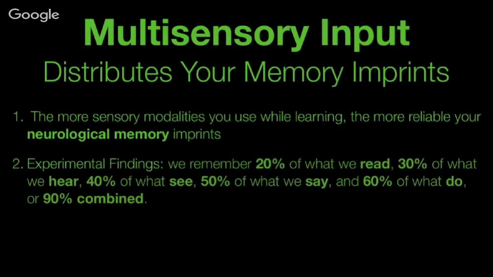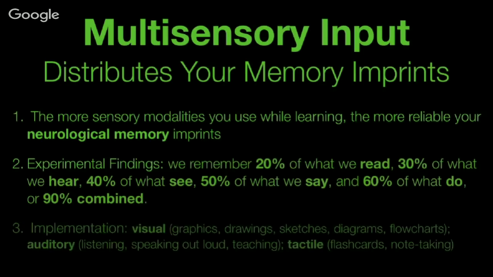efficiencies of memory. So we remember roughly 20% of what we read, 30% of what we hear, 40% of what we see, 50% of what we say or speak, 60% of what we do kinesthetically or tactilely or behaviorally, and it goes up to 90% if we combine all of those modalities together. Now, you may see different statistics for this, and where they're lower, you might see 10% for reading, 20% for hearing, 30% for seeing. So there's some discrepancies out there, but this is a good ballpark figure for the statistics.